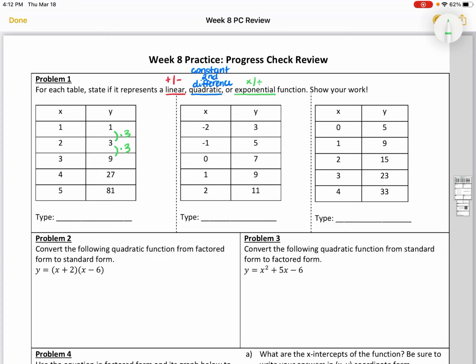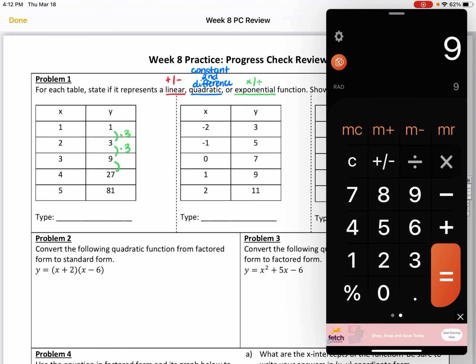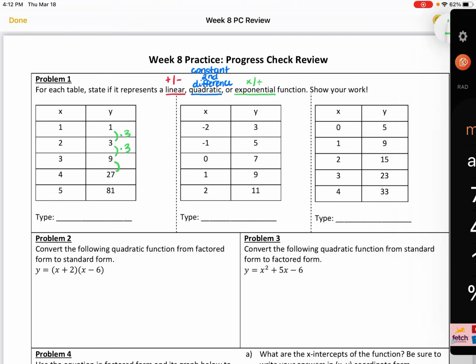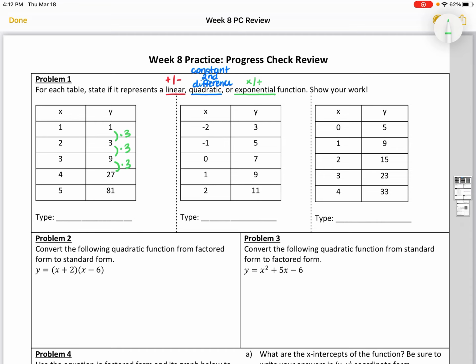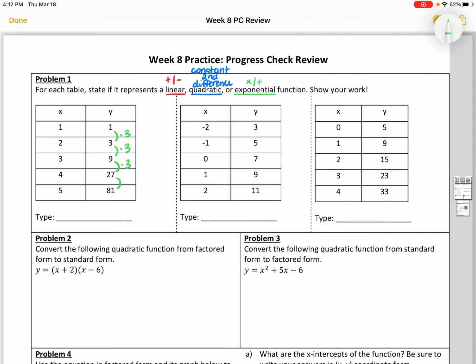Now we want to make sure it keeps working though. So once I see it twice, I usually just start saying, let me do 9 times 3 in the calculator and see if I get 27. So 9 times 3, yep, that gives me 27. And then I want to check that 27 times 3 gives me 81. And it does. So this is an exponential pattern because it's multiplying by 3 in the y values every time. So exponential.